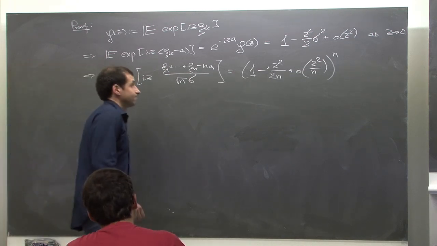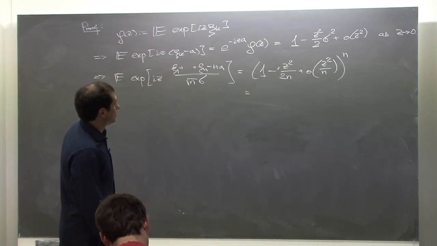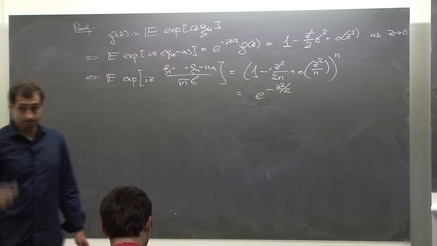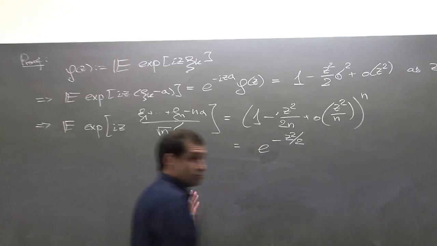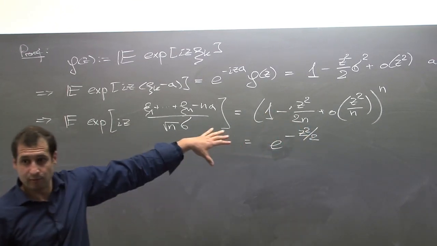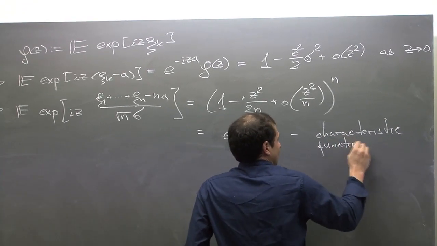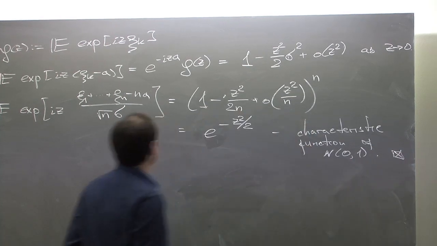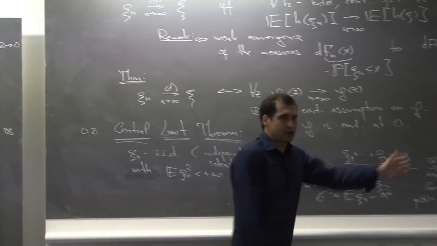Okay. And then, well, this is nothing but this exponent. Basically, that's it. That's the end of the proof. So this is the characteristic function of the standard normal distribution. So, okay, quite natural proof, and hopefully now everybody remembers how it goes.